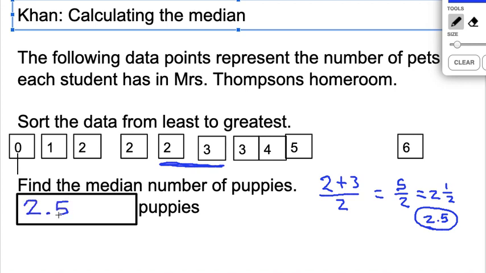Again, I think you'll have access to the calculator on these if you need it as you're going through Khan. So you could do that work with a calculator too and just add those together and divide it by 2 and just put your decimal answer in there.